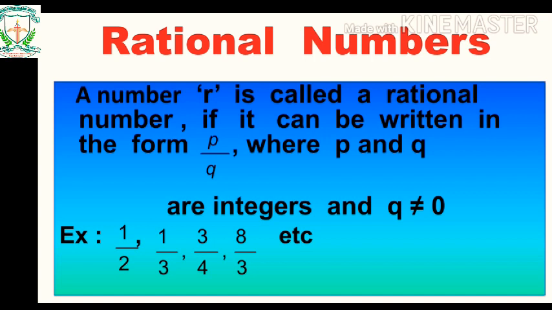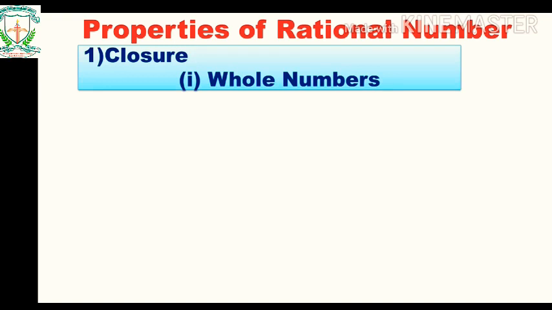Next topic is properties of rational numbers. The first property is closure property for whole numbers. Now let's understand the closure property. The closure property can be verified for addition, subtraction, multiplication and division for whole numbers.